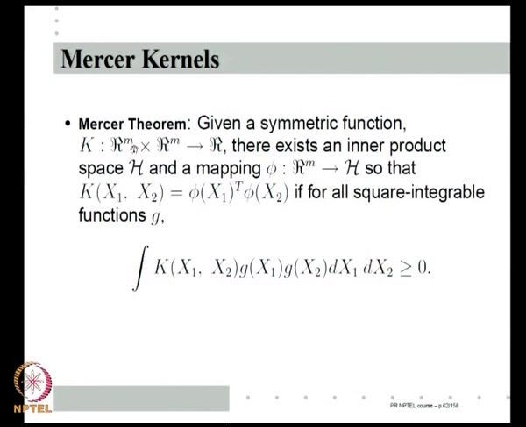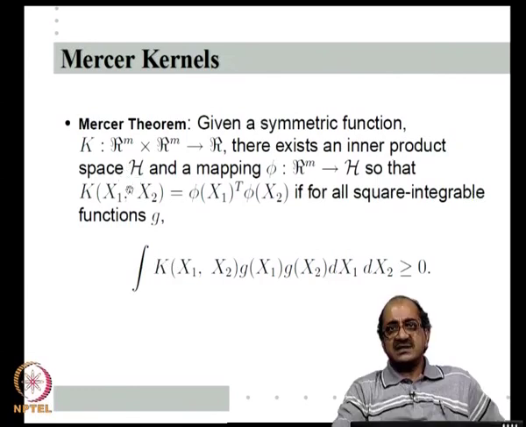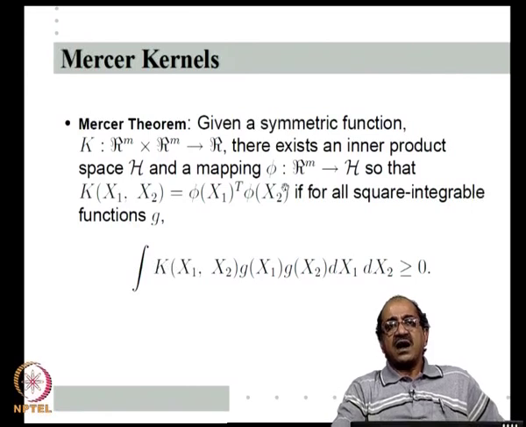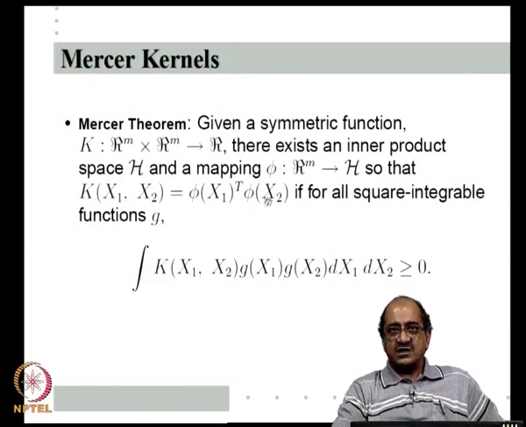Technically this is called a Hilbert space, meaning a vector space in which there is a norm of a vector defined, an inner product between two vectors defined, and with respect to this norm the space is closed, meaning every Cauchy sequence is convergent there. If you do not understand what I am saying, it does not really matter, that is not important at present. So, basically given any symmetric function, there exists a space H in which an inner product is defined and a mapping phi from Rm to H, so that k(x1, x2) is phi(x1) transpose phi(x2) for all x1, x2. This is what we want.